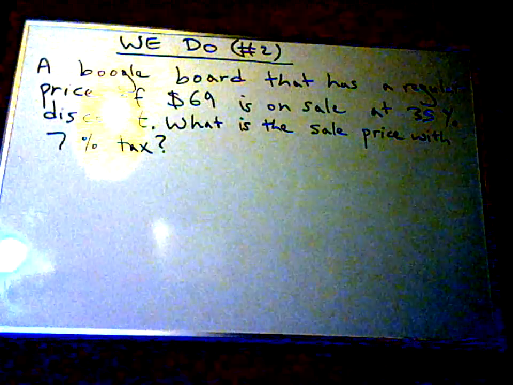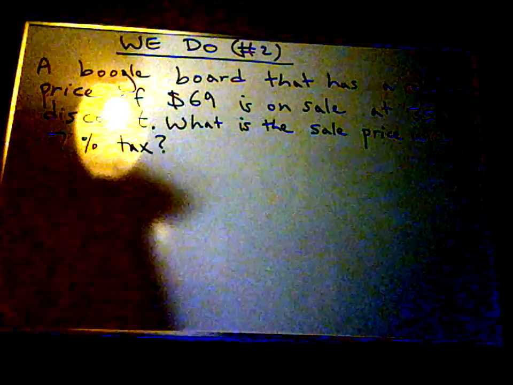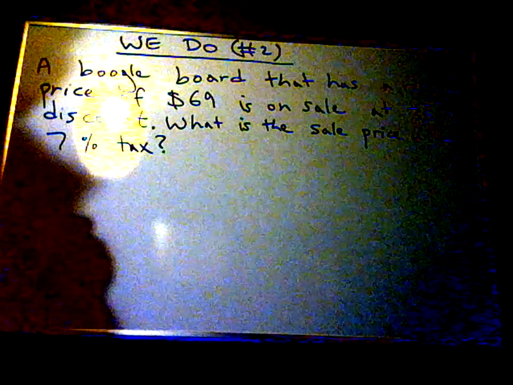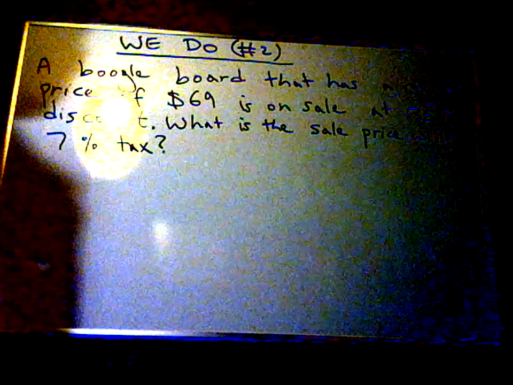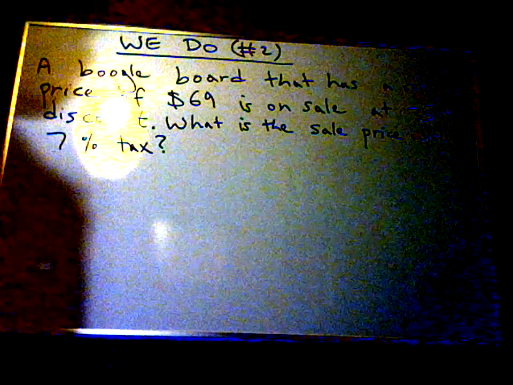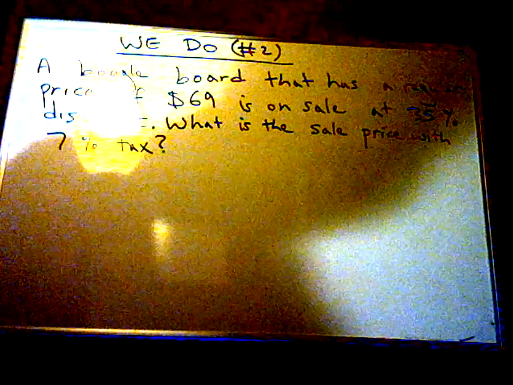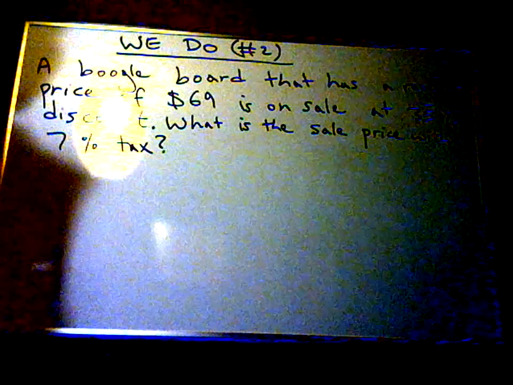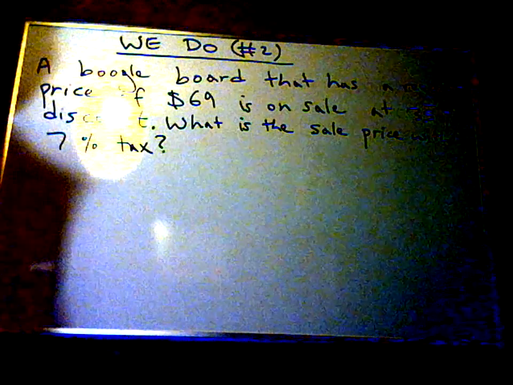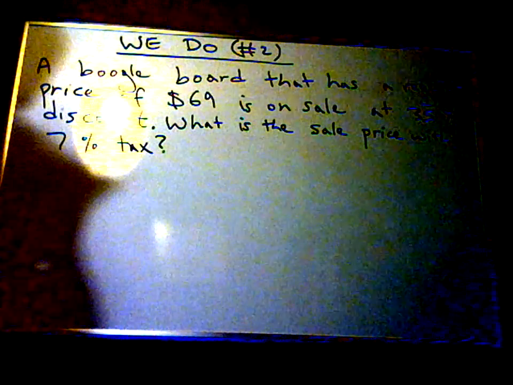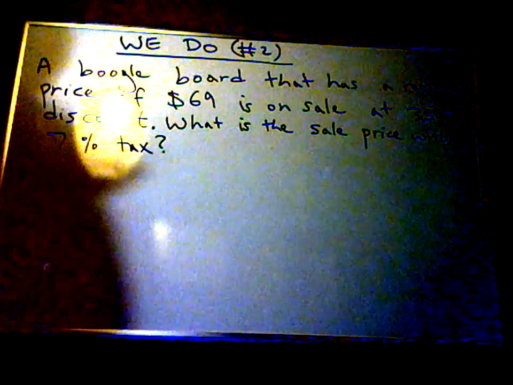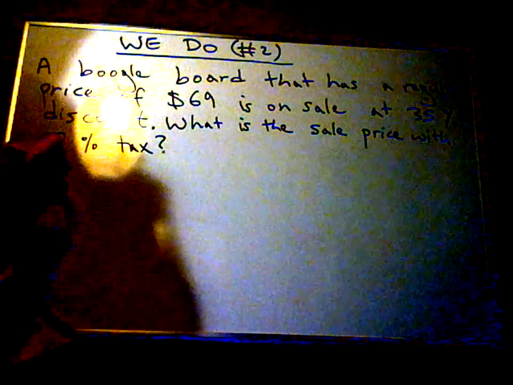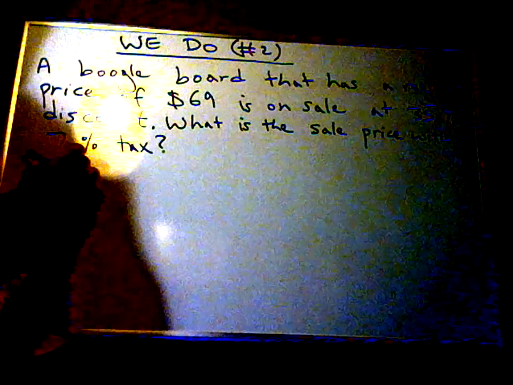Okay, so here's the biggest mistake that most people might make. They might try to add the 7% to the 35 and calculate 42%, but that would not be correct. Why is that not correct? That's not correct because the sales tax is normally added after the discount is calculated. Okay, so to solve this problem, we need to follow the following steps.